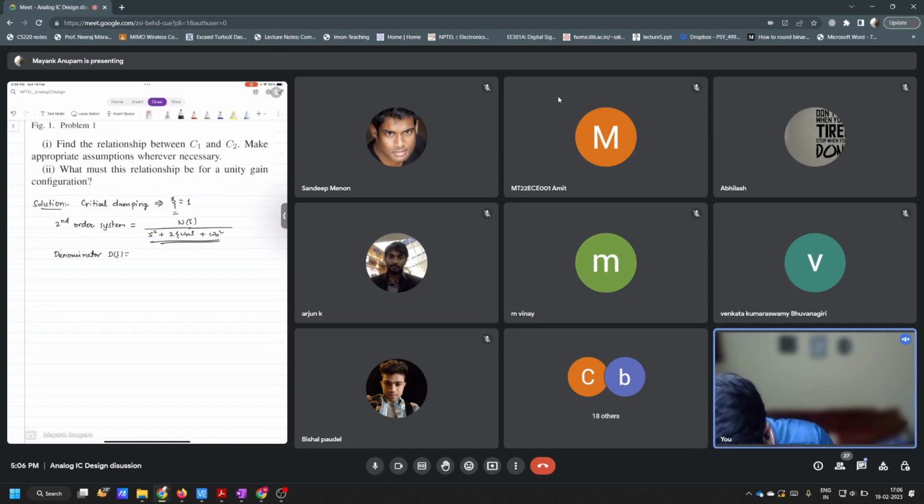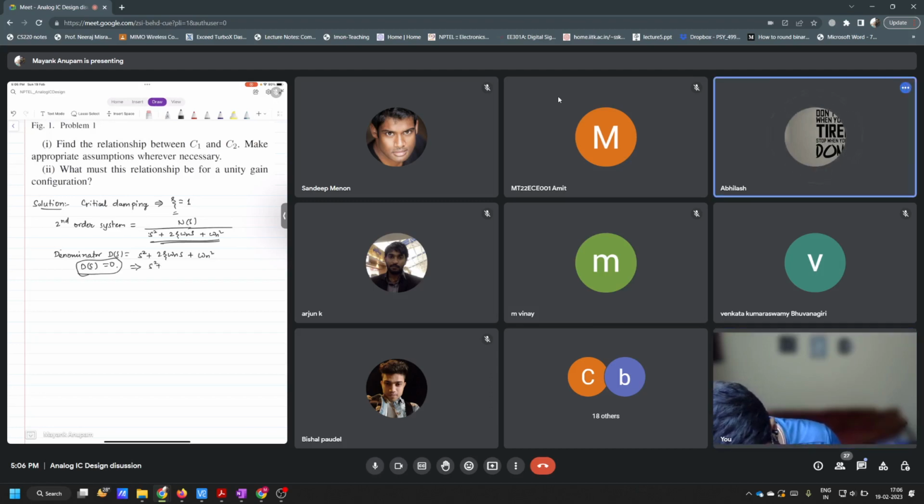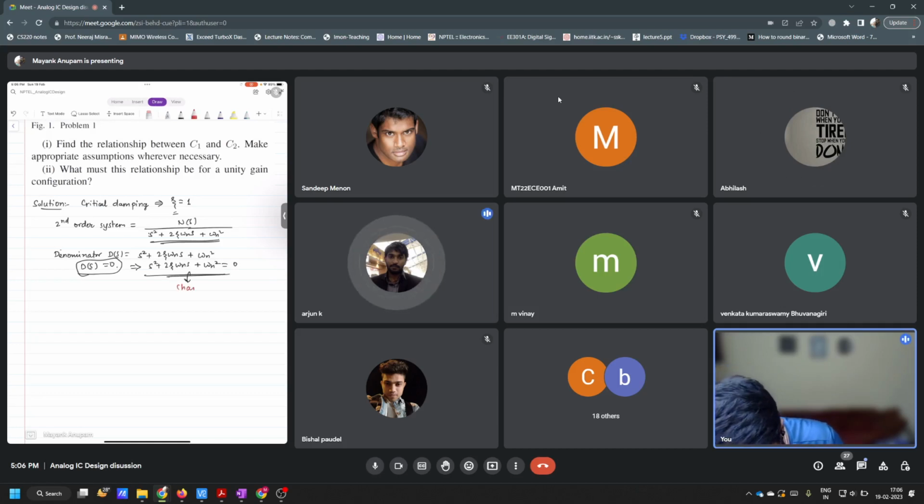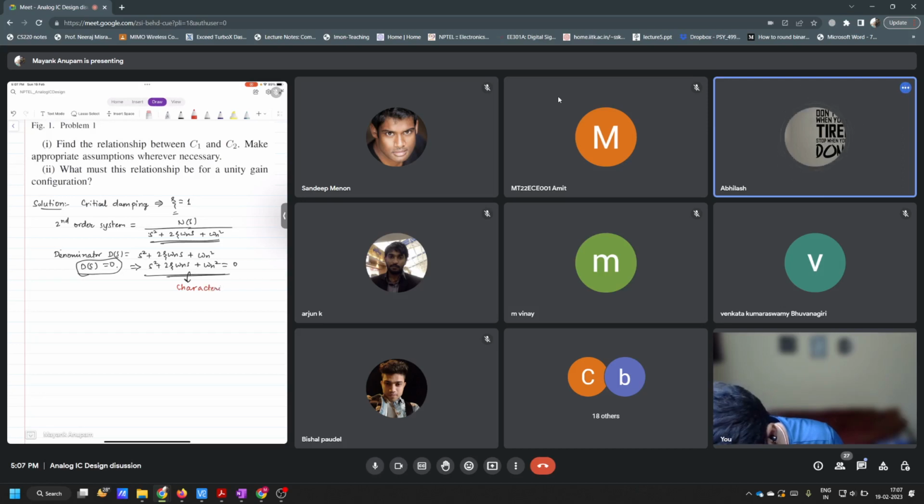D of s is equal to s square plus 2 zeta omega n s plus omega n square. When D of s is equal to 0, this will simply mean poles. s square plus 2 zeta omega n s plus omega n square is equal to 0. Now this equation here, it is also called what? Characteristic equation.